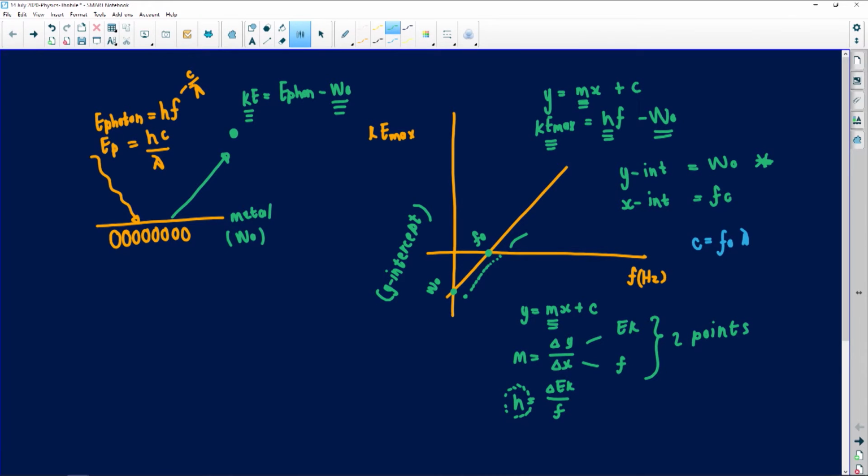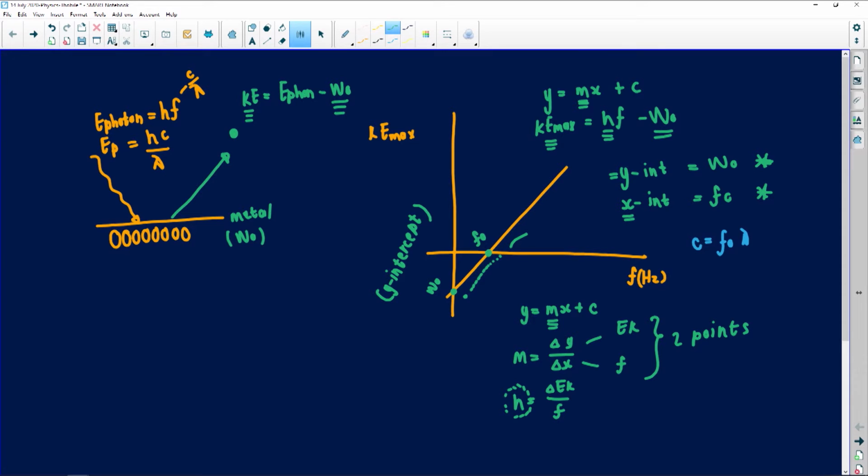What they like doing, they're going to give you a graph. Then they're going to say, from the graph, calculate the work function. Now we know, finding the work function, I need to look at my y-intercept. Then they're going to say, find my threshold frequency. Then I know, for my threshold frequency, I need to look at my x-intercept. So it's the x-intercept or the y-intercept, depending on what they're asking.